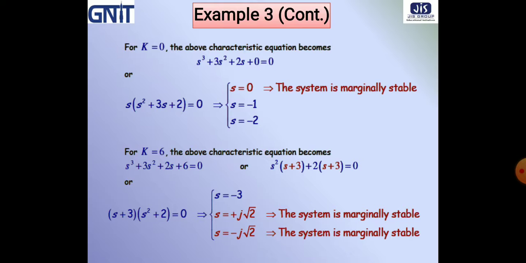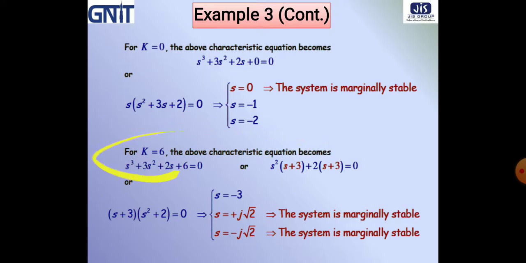Now, if we calculate the roots of this particular characteristic equation, then we can see that the poles or the roots will be at 0, -1 and -2. That means at the origin there will be a pole, and at -1 and -2 there will be poles. And if a pole is present on the imaginary axis, then the system is marginally stable. That's why if k is equal to 0, the system is marginally stable. Now, the marginally stable case is basically an unstable case.